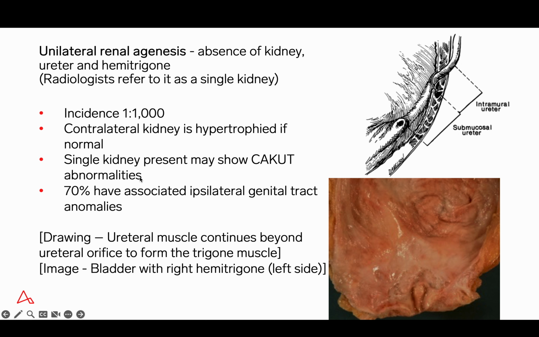Now, unilateral agenesis may have a normal contralateral kidney, and if the contralateral kidney is normal, it should be hypertrophied. If it's not, it probably possesses one of the other CAKUT abnormalities. 70% of patients also have ipsilateral genital tract abnormalities, which means if you have a single kidney, the genital tract should be examined on that side, and correspondingly, if you have unilateral genital abnormalities, the patient should be investigated for a single kidney.